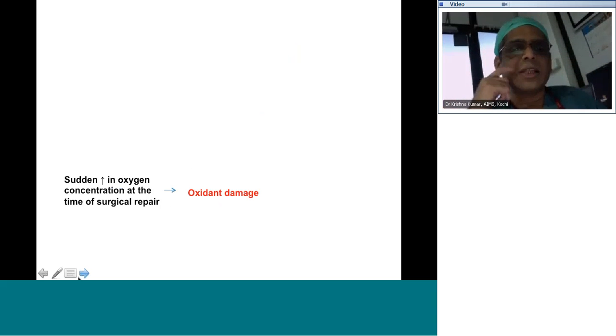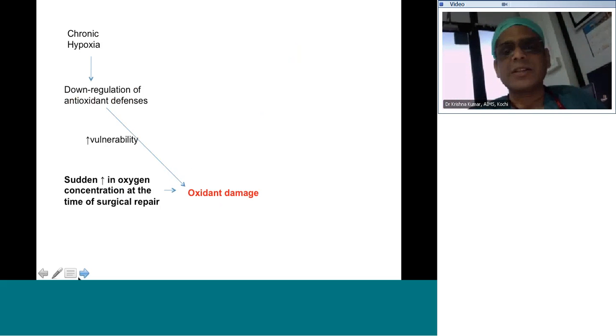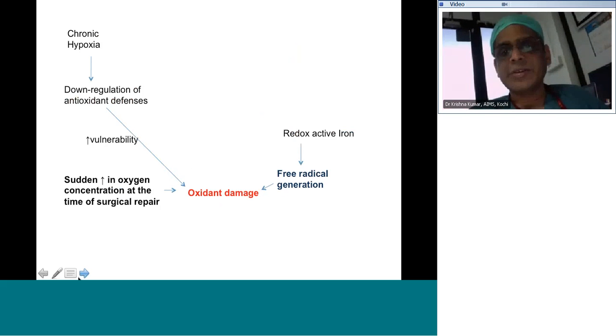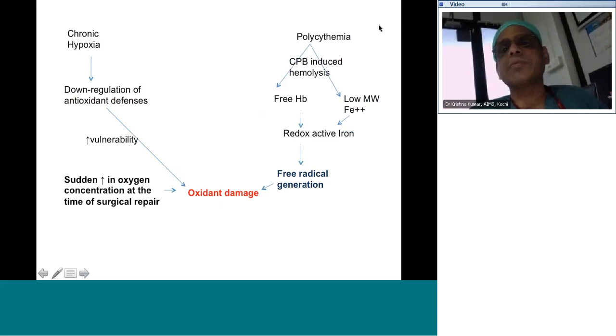And the other thing is the sudden increase in oxygen concentration at the time of surgical repair. This is basically resulting in oxidant damage, and because of the down regulation of antioxidant defenses as a result of chronic hypoxia, there is increased vulnerability to oxidative damage, and there is also free radical generation. Generally there is a lot of redox active iron, which can result from either polycythemia or CPB induced hemolysis. So there is a lot of free hemoglobin, and this free hemoglobin tends to have much more redox active iron, which generates free radicals and increases oxidative damage.